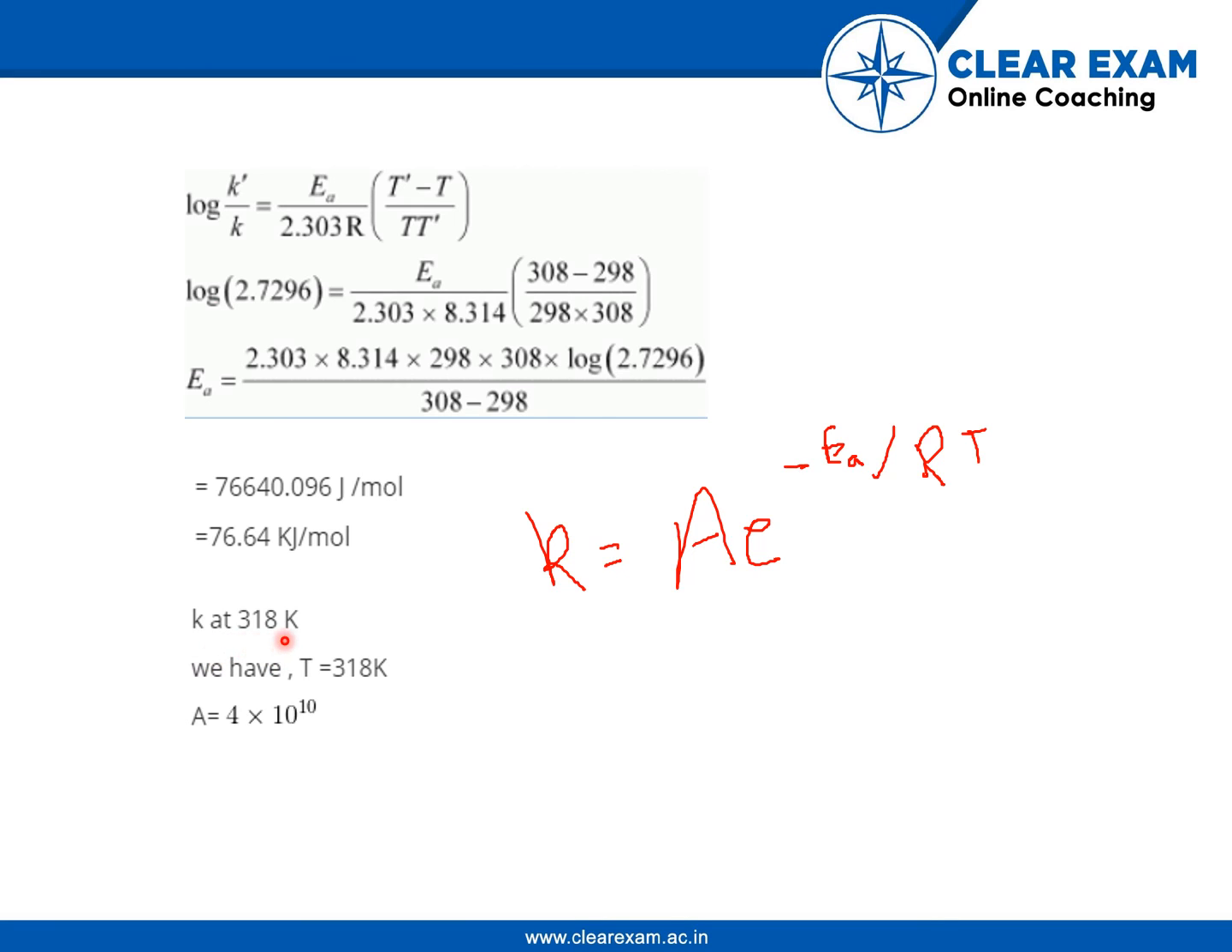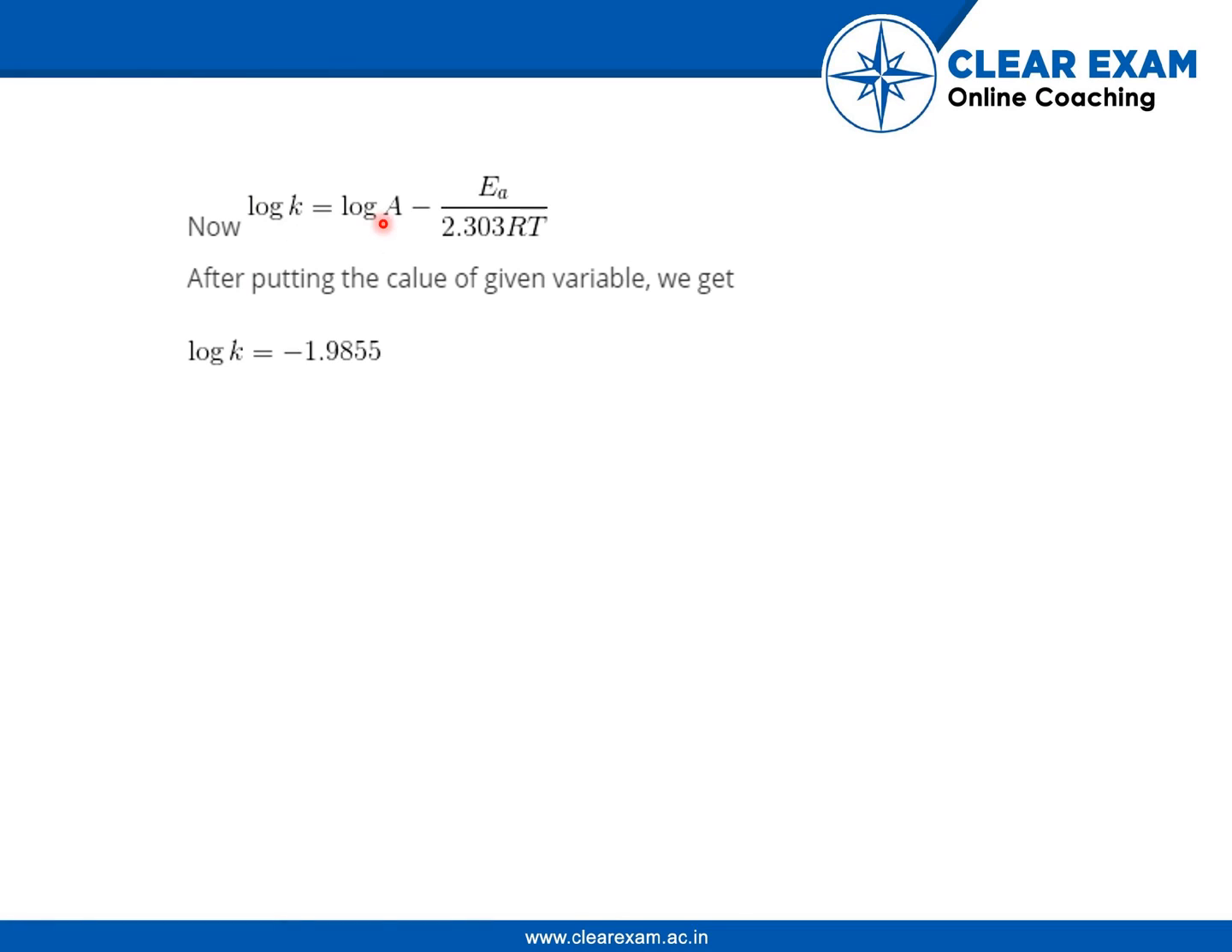Now K at 318 Kelvin: we have T equal to 318 Kelvin, A equal to 4 into 10 power 10 per second. So log K is equal to log A minus EA by 2.303 RT. This is the Arrhenius equation after taking log. After putting in the values of the given variables, we get log K equal to minus 1.9855. On taking antilog, we get the value of K at T equal to 318 Kelvin as 1.034 into 10 power minus 2 per second.